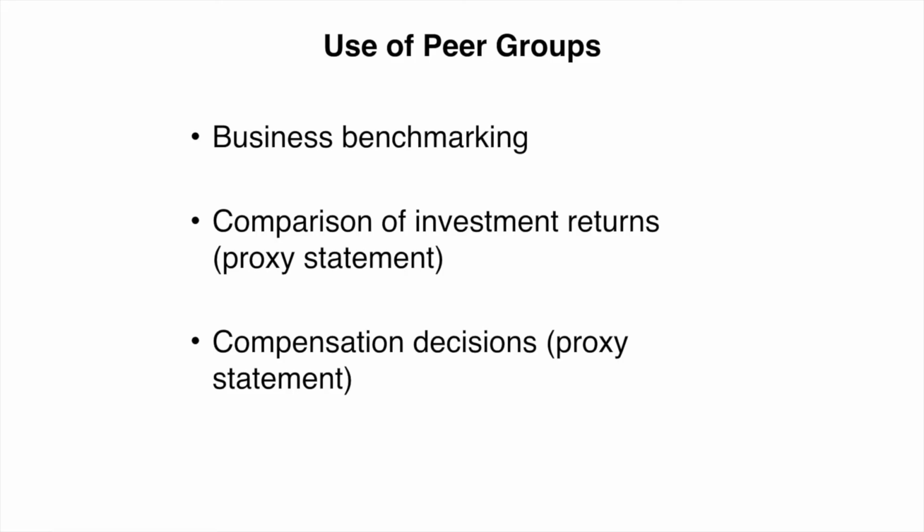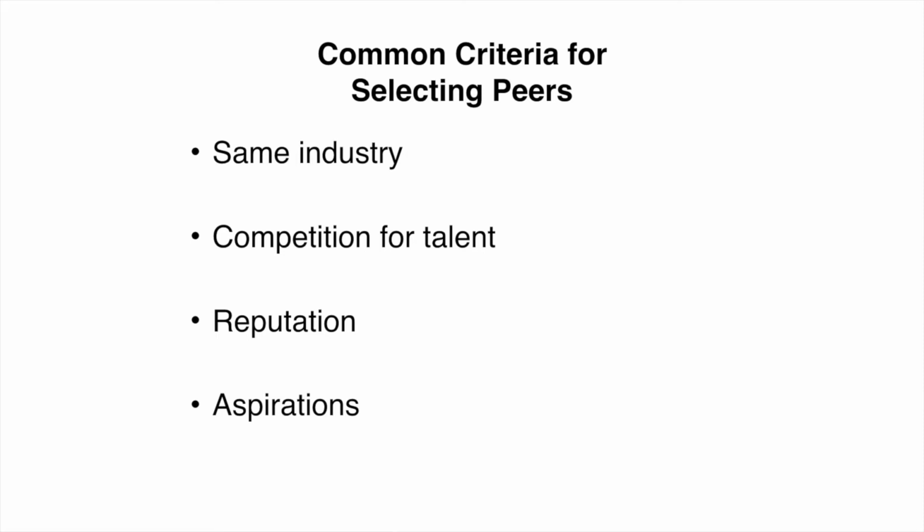Peer groups are typically used for business benchmarking, for comparison of investment returns. In fact, proxy statements have a required chart in them that shows the particular company's investment performance relative to its peer group. And the peer groups are also used by the compensation committee of the board of directors in support of compensation decisions. Common criteria for selecting peers are all over the map.